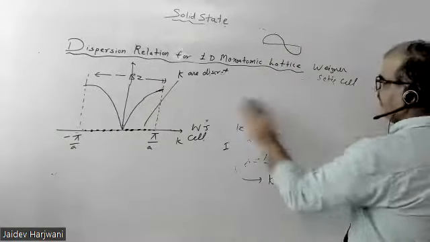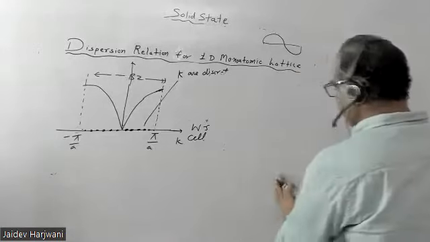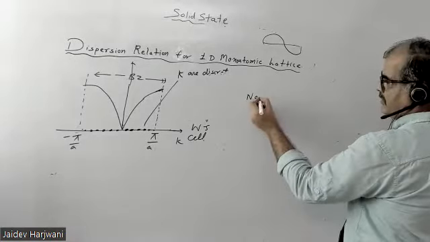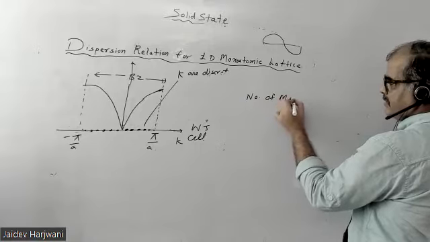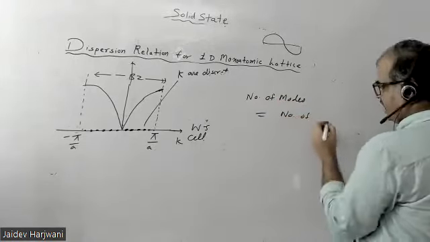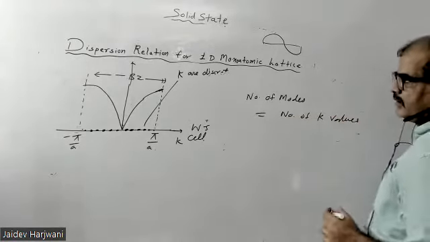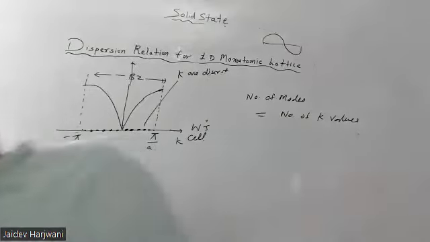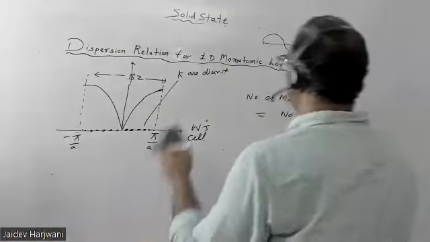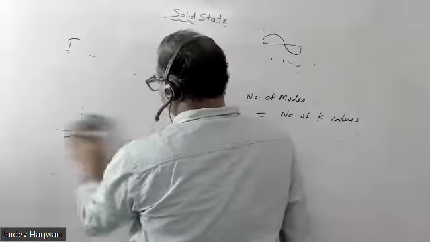So let me write here what a mode is. The number of modes is equal to the number of k values. Now let me calculate those things using boundary conditions. Put the heading: boundary conditions.